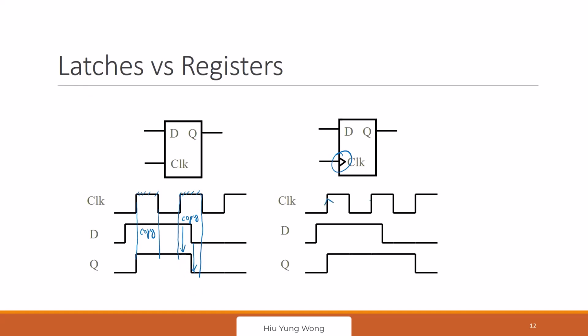This is a positive edge trigger register. Again, it only copies when the clock goes high. So when it goes high, it copies, so it becomes 1, right? Now this one changed to 0. You don't copy. Why? Because the clock is high, but it's not an edge trigger. The whole region, even though D is 0 up to here, it doesn't copy until the clock goes up again. Then it copies.